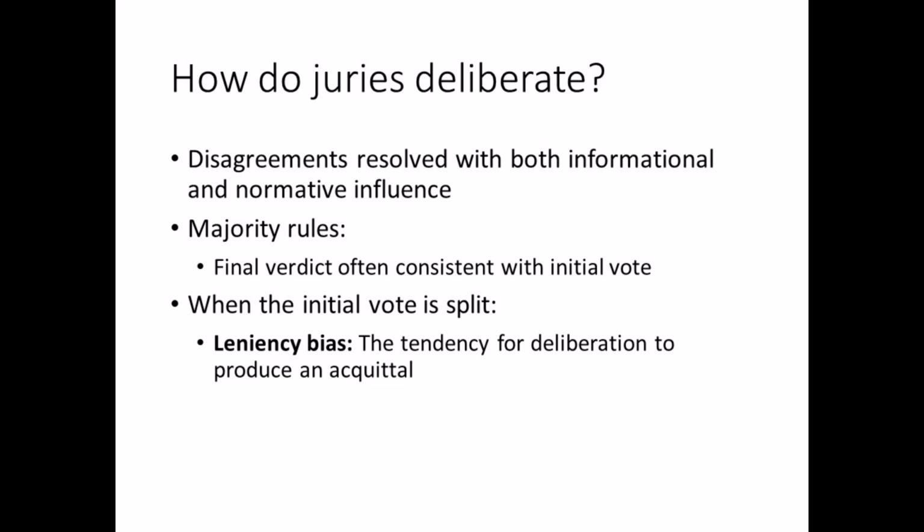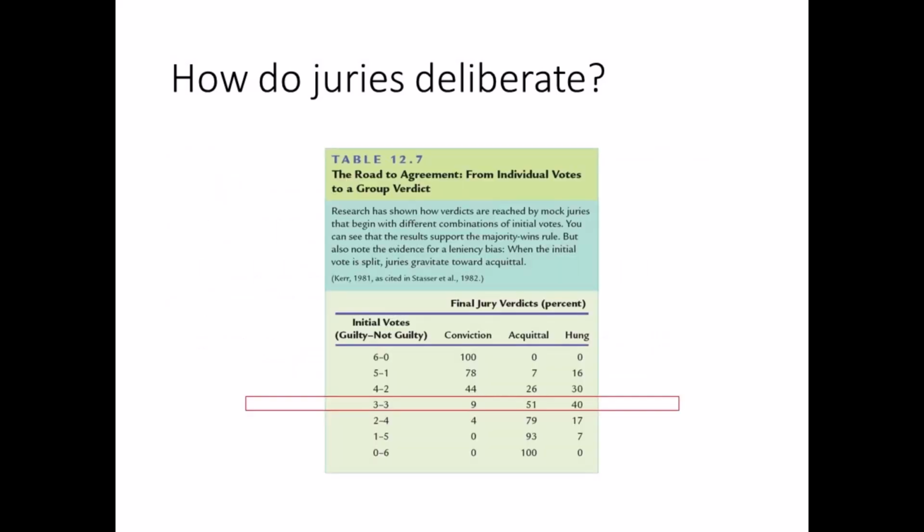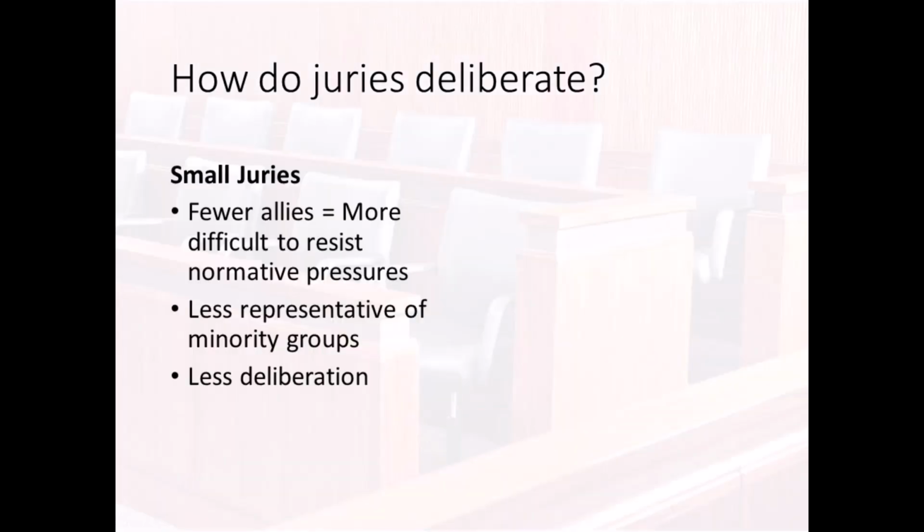However, when the initial vote is split, deliberation tends to lead to acquittal. Take a look at Table 12.7 on the slide. This illustrates the leniency bias, the tendency for jury deliberations to produce an acquittal. Social psychologists believe it's probably easier to raise a reasonable doubt than it is to erase any and all doubt. Now let's examine the impact of size on deliberations.